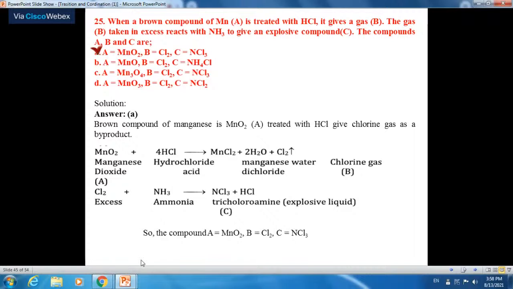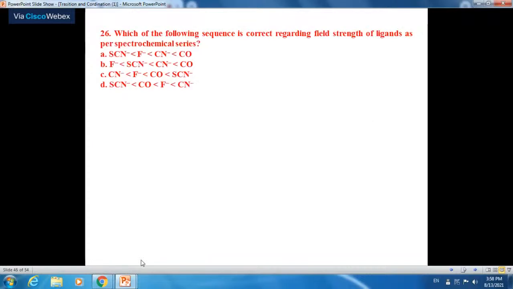Okay, we'll go to the next question. Which of the following sequences is correct regarding field strength of ligands as per the spectrochemical series? You know the spectrochemical series: the first is CO, then CN. I told you carbon first, then nitrogen, then followed by oxygen, followed by halides. Here you just check which one is the increasing order. What is the answer for this, students?